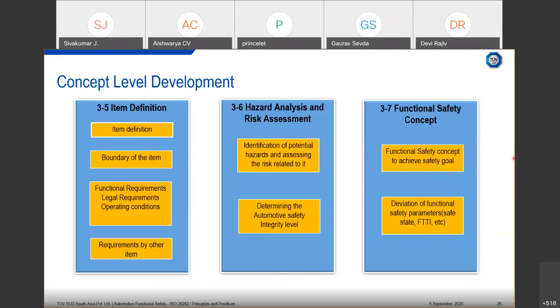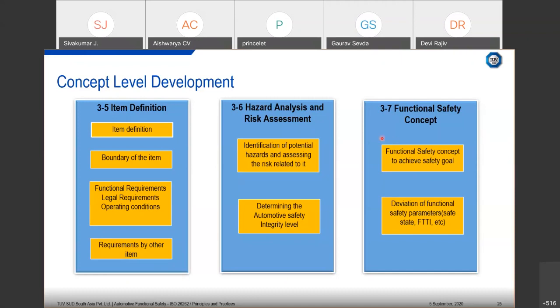And then this would be the input for performing the hazard analysis and risk assessment, where you will strategically attach the malfunction and then perform the situation based analysis and then determine the ASIL level and so on.